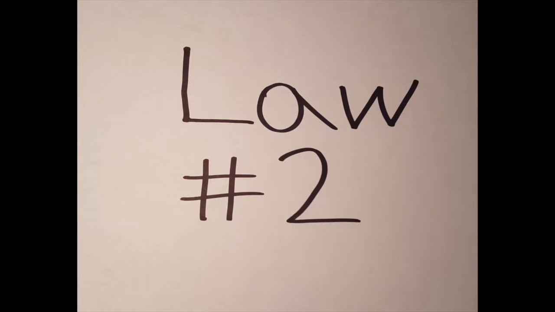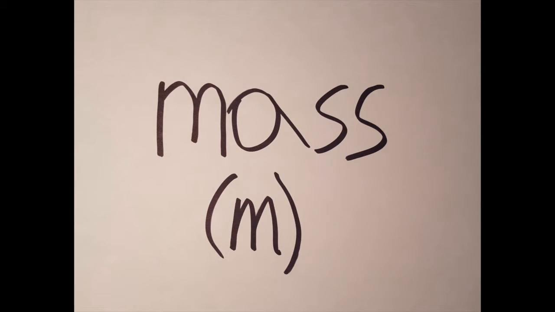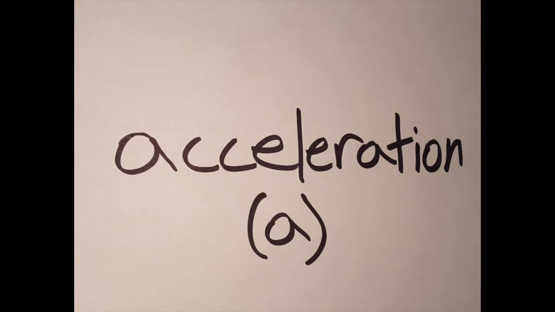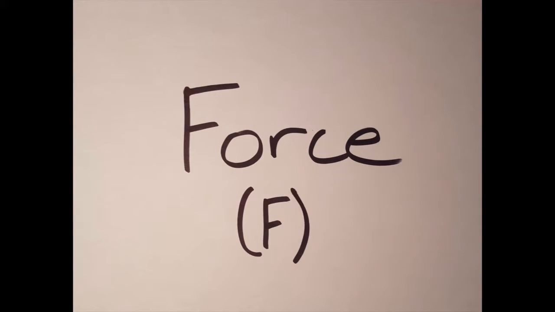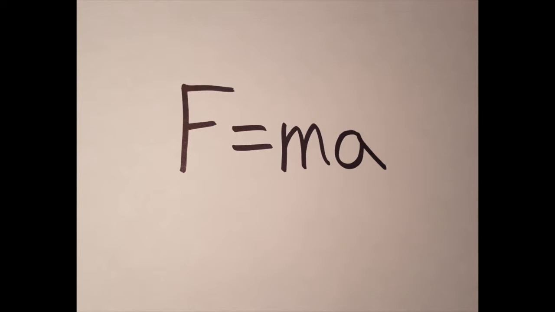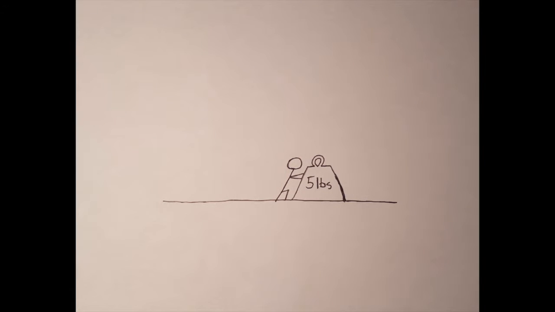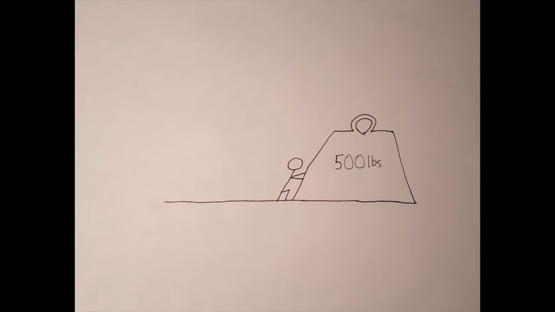Law number 2. The relationship between an object's mass, m, its acceleration, a, and the applied force, F, is force equals mass times acceleration, or F equals m times a. Put more simply, this law states that the amount of change in motion is less the larger the object. A lighter object is easier to push than a heavier one.